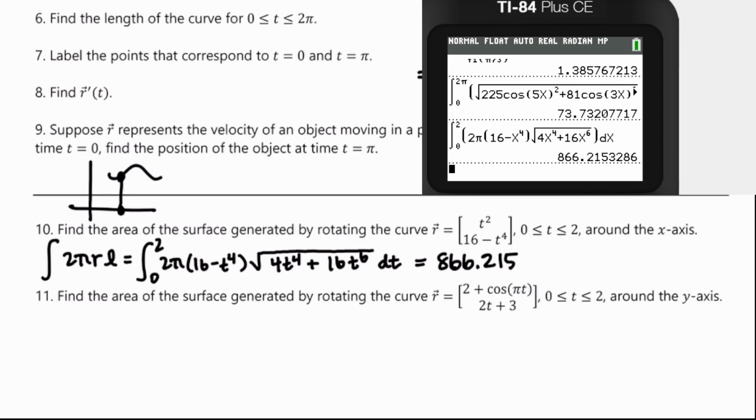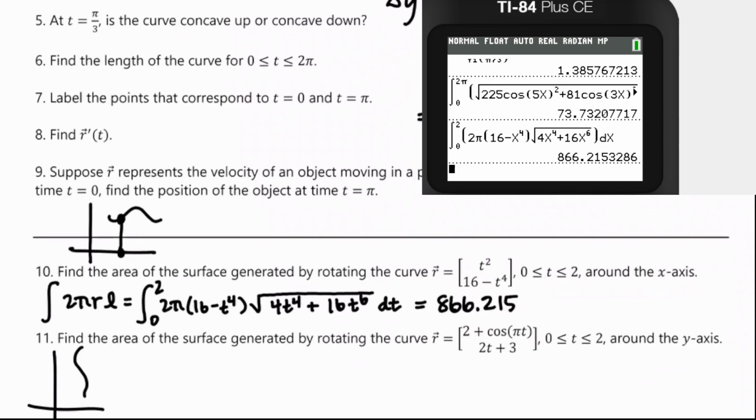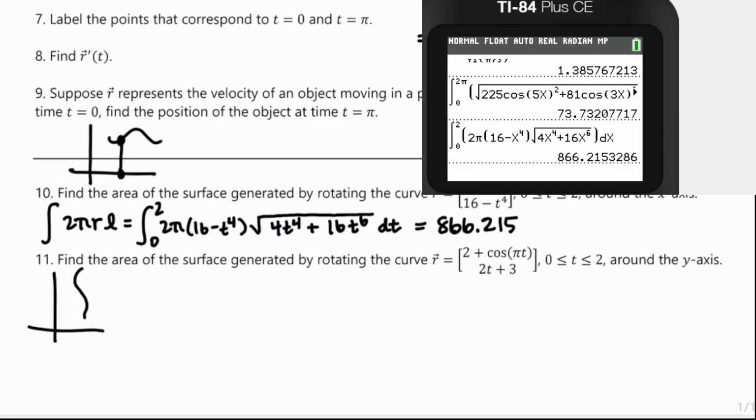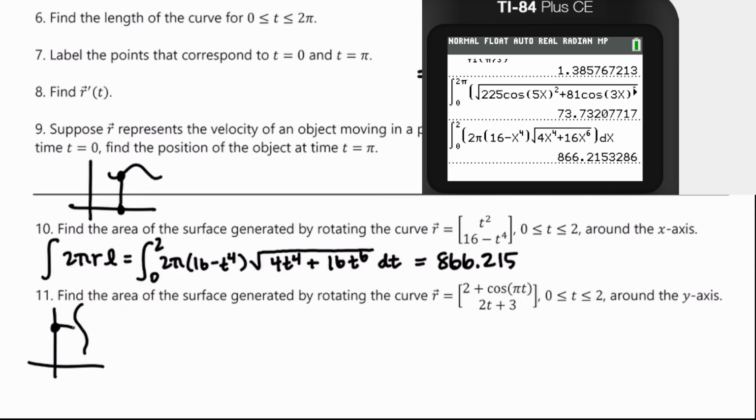Okay, and find the area of the surface generated by rotating this thing around the y-axis. Okay, so I'm assuming it's going to look like that if it's going to make any sort of interesting looking surface. So the radius is going to be the x-coordinate. From 0 to 2, 2 pi times the x-coordinate, 2 plus cosine pi t. And then, oh man.